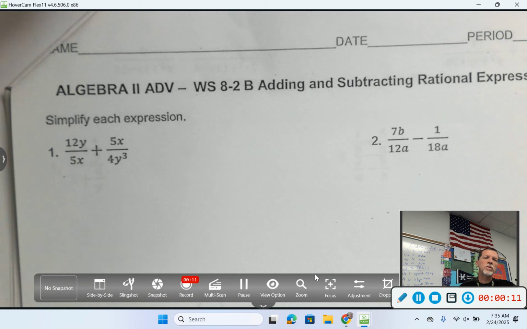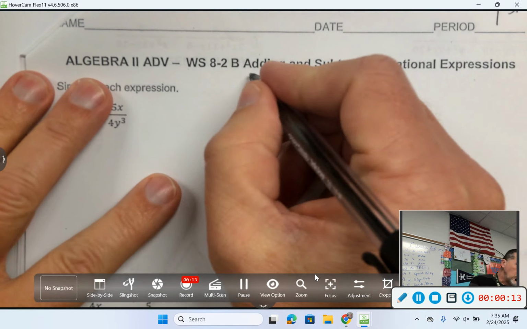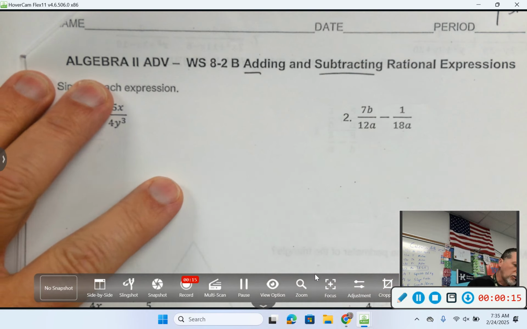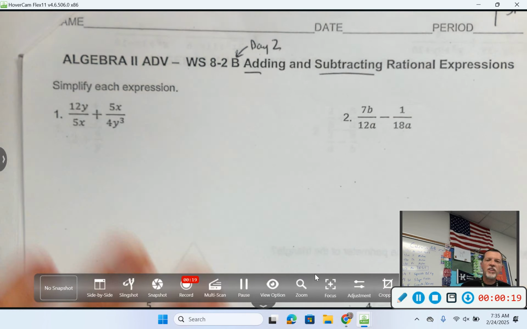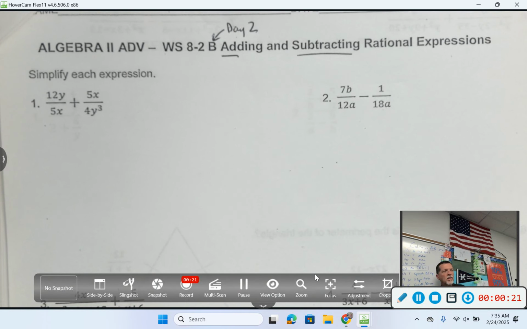Okay, so this is continuing to add and subtract rational expressions. The B kind of suggests that we're on day 2. So what do you have to have to add and subtract fractions? A common denominator. That was true last week. It's also true this week. The rules haven't changed. That's good news.